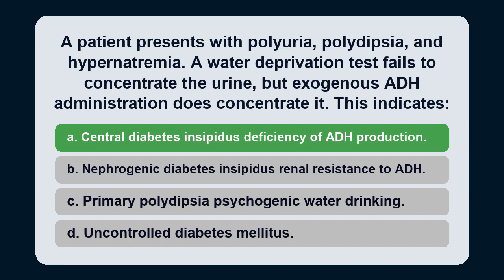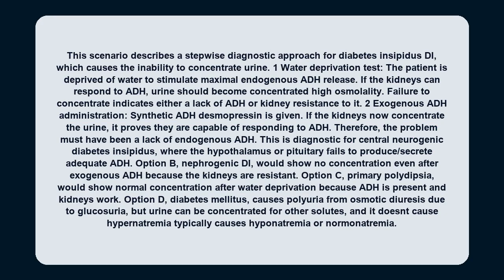The answer is A. This scenario describes a stepwise diagnostic approach for diabetes insipidus, DI, which causes the inability to concentrate urine. 1. Water deprivation test. The patient is deprived of water to stimulate maximal endogenous ADH release. If the kidneys can respond to ADH, urine should become concentrated, with high osmolality. Failure to concentrate indicates either a lack of ADH or kidney resistance to it.